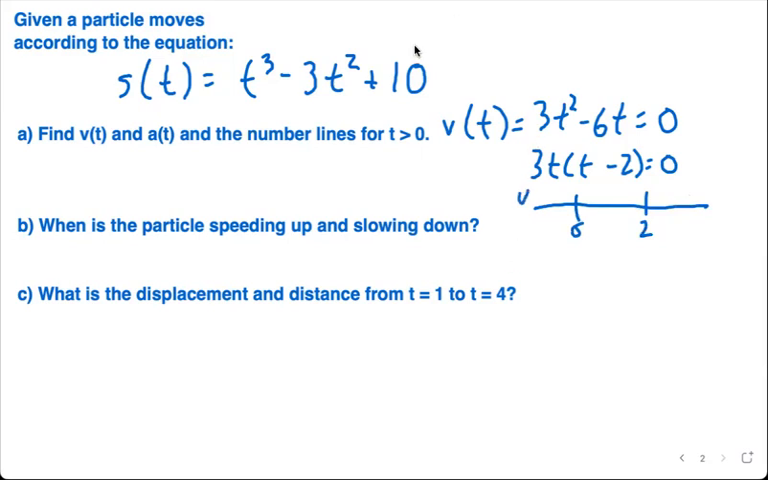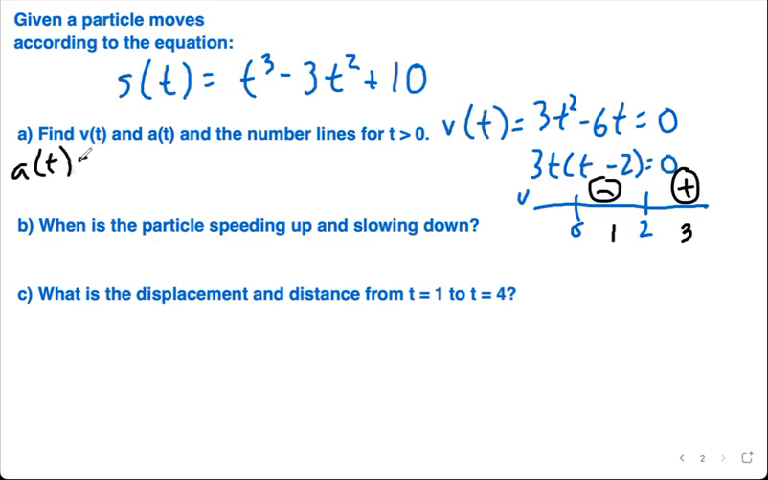From there, I could plug in numbers before and after into the derivative here, like 1 and a 3. And the factored form is great. If I plug in a 3, I'll get 3 times 3 is 9. 3 minus 2 is 1. 9 times 1 is positive. And then if I plug in a 1, I'll get a positive times a negative is negative, which means I'm moving backwards from 0 to 2 seconds and forwards from 2 seconds onward.